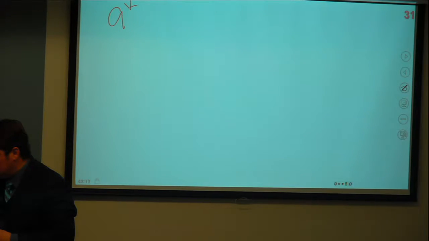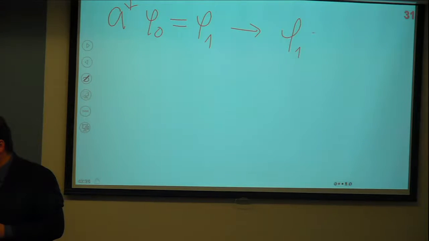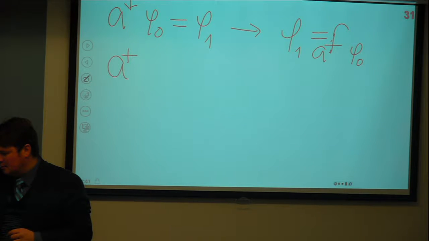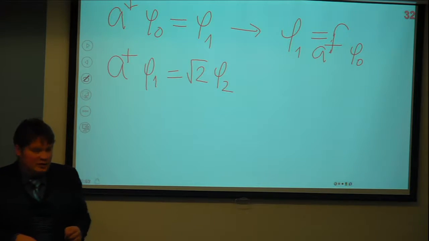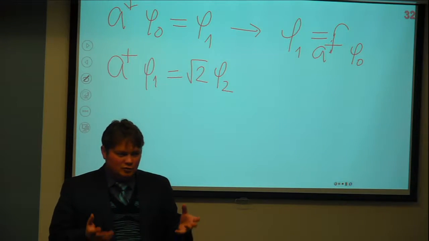Acting on the ground state, we get the first state. But if we need to express the first state, we can write it as a dagger acting on the ground state, no factors. Now, if we act with the raising operator, the creation operator, on the first excited state, we are getting the second state multiplied by the square root of two. And if we are very picky, it comes out of the normalization requirement.